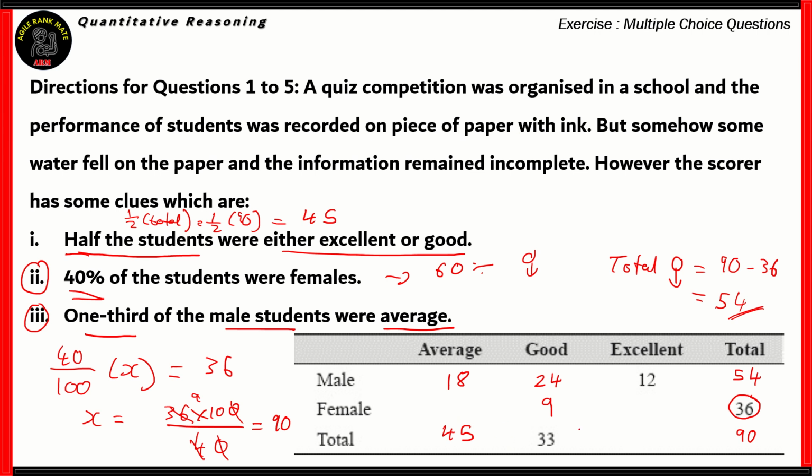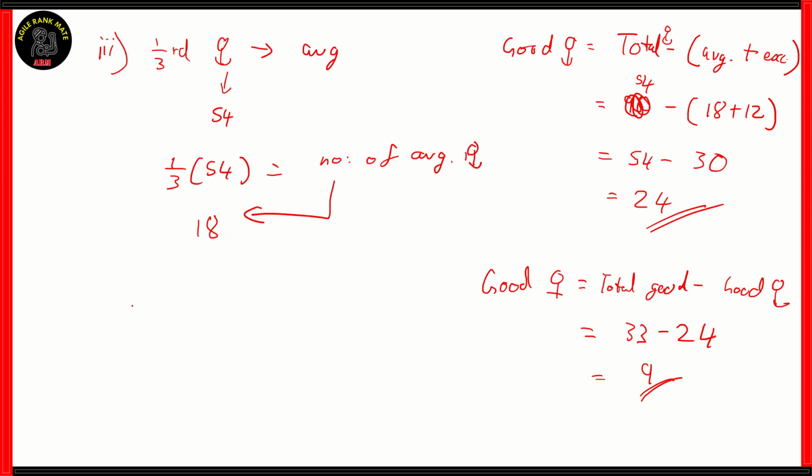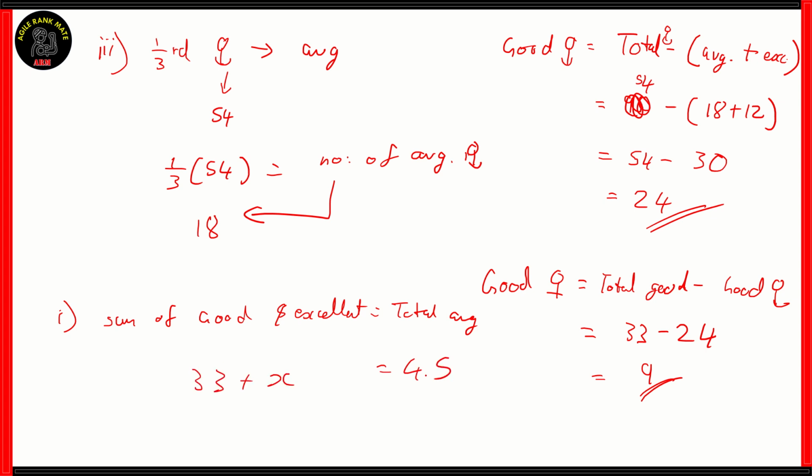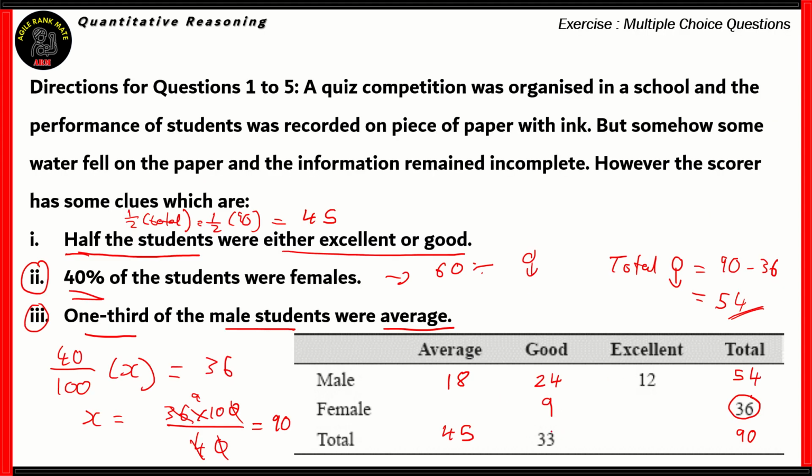And that number will be equal to the sum of good and excellent students. So the sum of good and excellent is equal to the total average. Therefore, 33 plus x gives you 45. X is equal to 45 minus 33, which is equal to 12. So as you can see, we have a total of 12 students that are excellent.